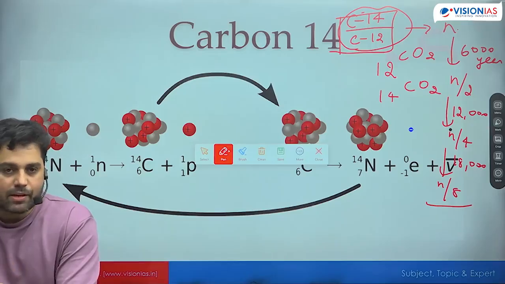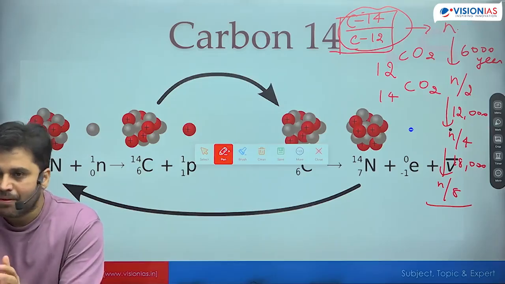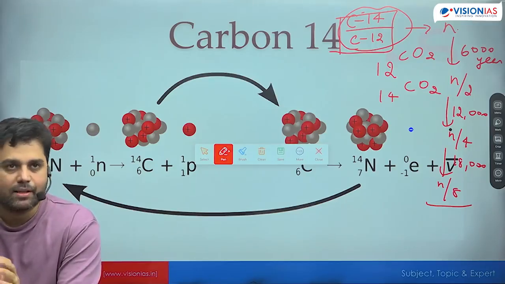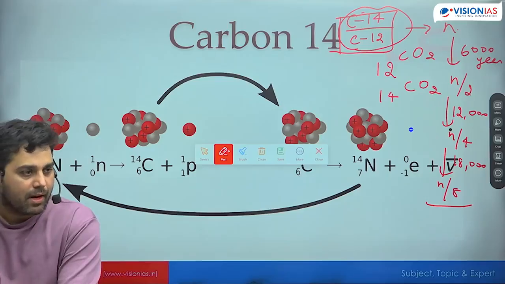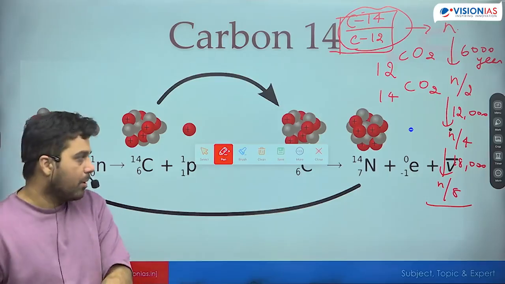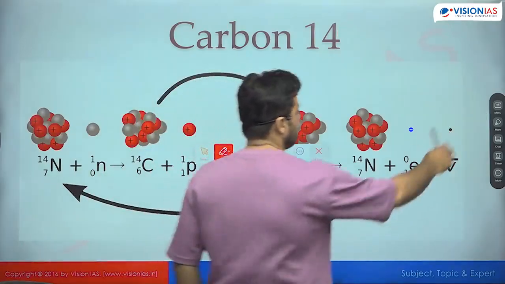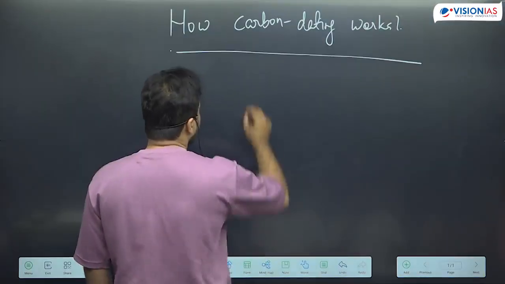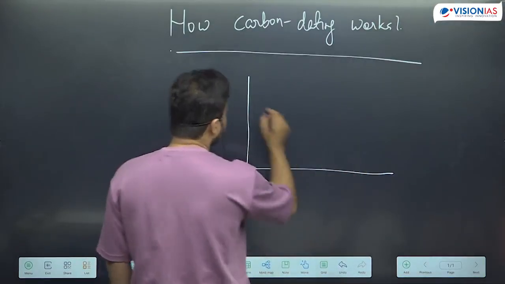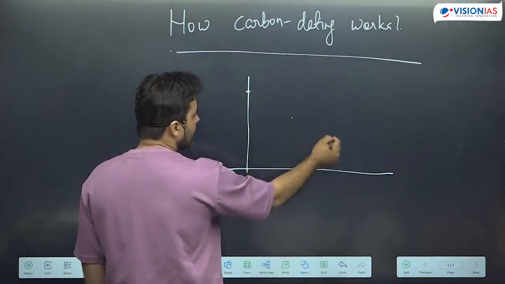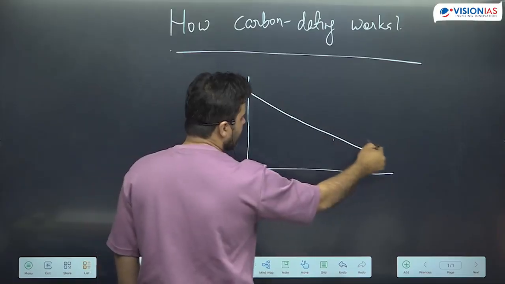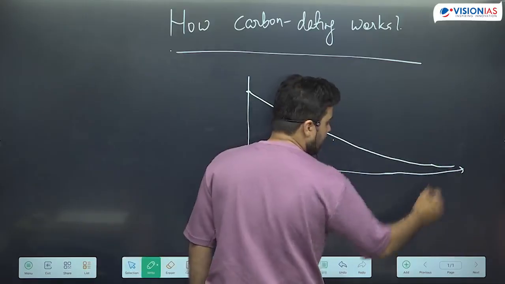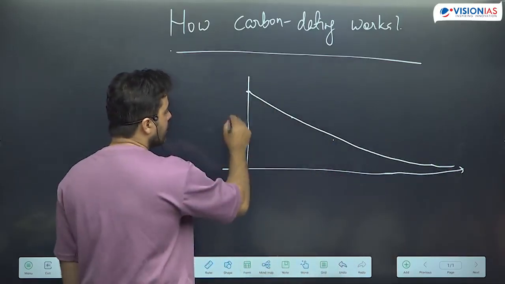This will, however, only work if you have a fossil that is a few thousand years old, 50,000, 60,000, at max 100,000 years old. If it is older than that, there will be a problem. Because this decay reaction, which became n by 2, n by 4, will go something like this. It will come very close to 0, but it will never become 0.